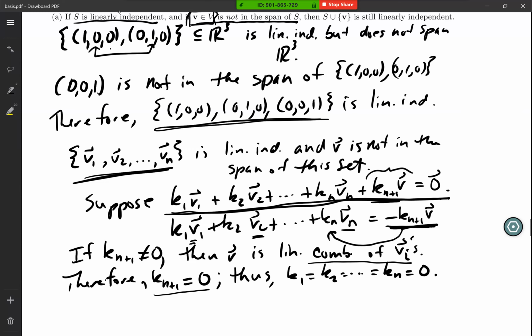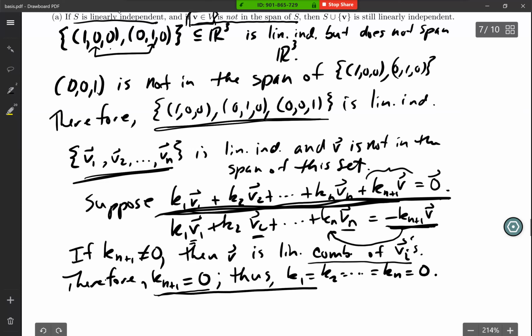Now if k sub n plus 1 is 0, then I have the 0 vector on the right-hand side. So I have a linear combination of the v sub i's that's equal to the 0 vector. And since we're assuming that S, and I use v1 onto vn to represent the set S, is linearly independent, if we have a linear combination that equals the 0 vector, then all the constants had to be 0. So going back up to this line here, we started with a linear combination that gave me the 0 vector, and we showed that all of the constants had to be 0. So that's exactly what it means to be linearly independent.